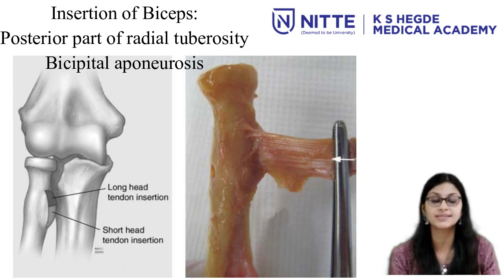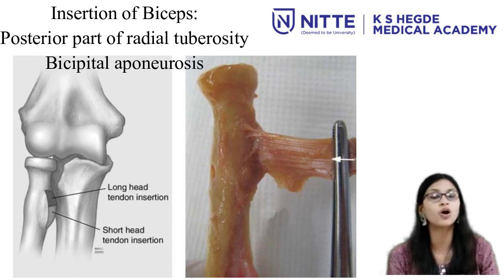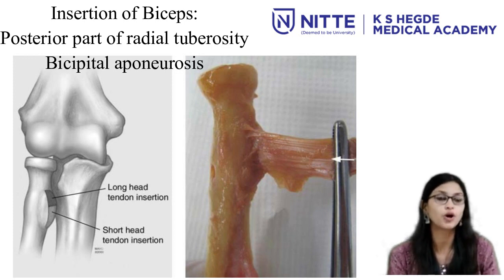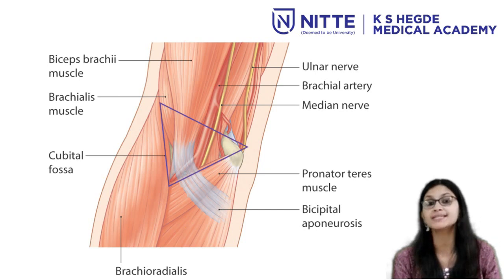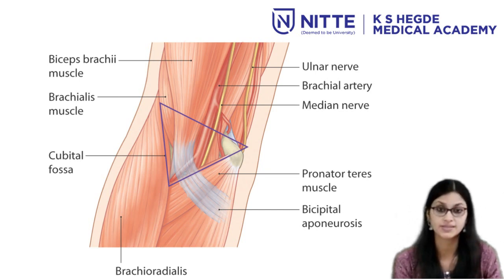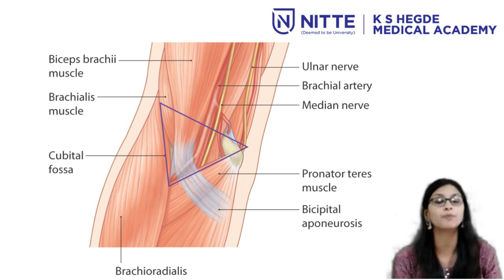As the tendon is given, there is a small extension from the biceps that is called the bicipital aponeurosis. This bicipital aponeurosis is the structure that forms the roof of the cubital fossa, and from there it runs downwards and medially and gets inserted to the border of the ulna.